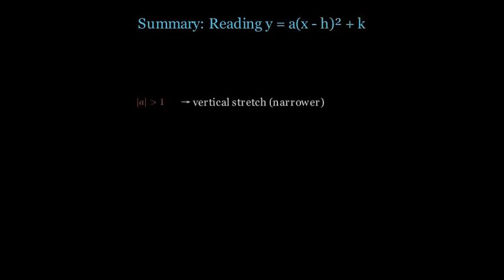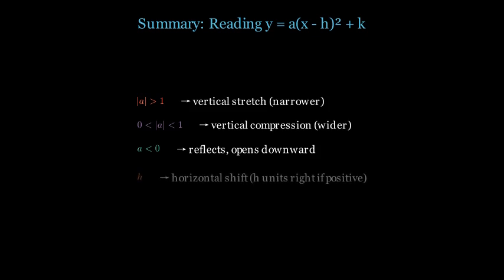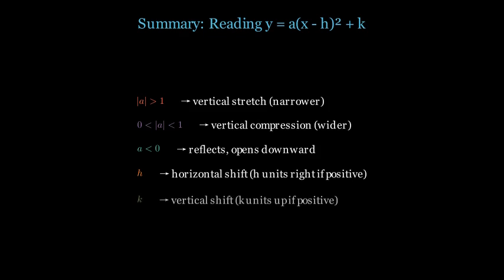Let's put it all together. Every part of vertex form tells you something specific about the graph. A bigger than 1 in absolute value stretches the graph and makes it narrower. A fraction between 0 and 1 compresses it and makes it wider. A negative a flips it to open downward. The value h shifts the graph horizontally, and k shifts it vertically.